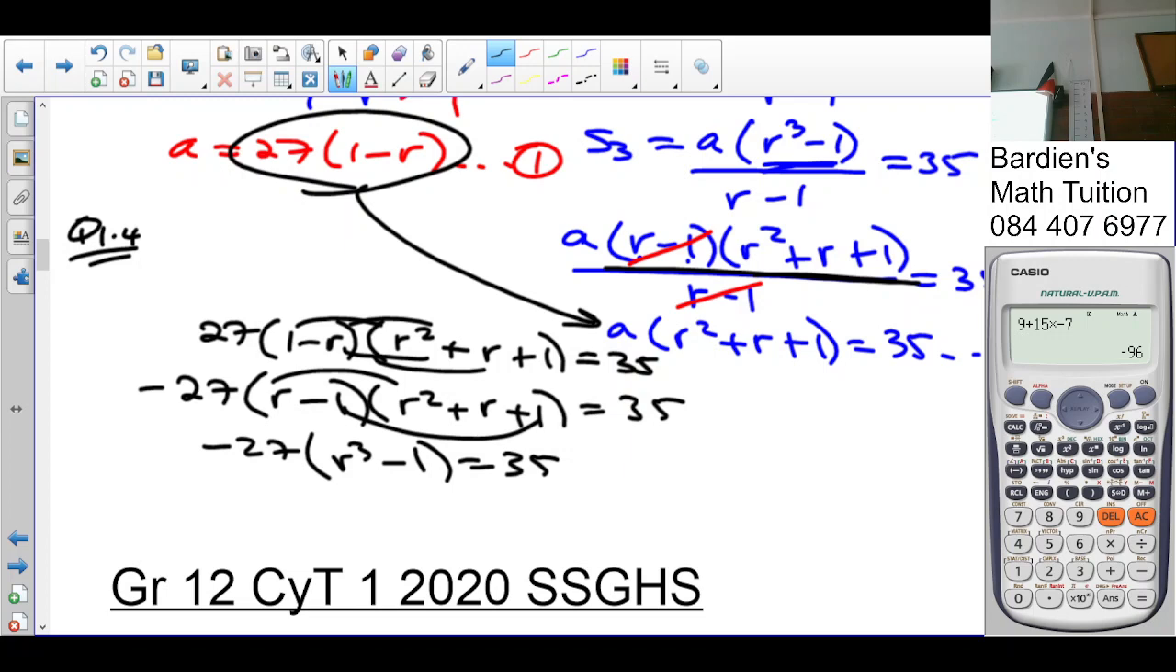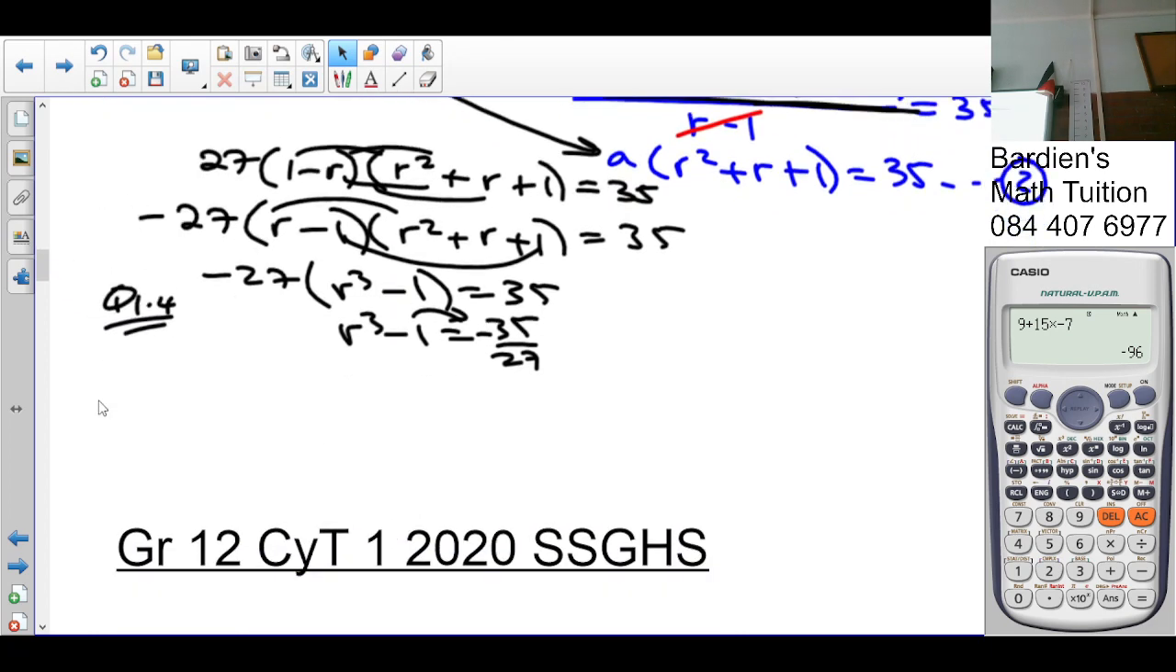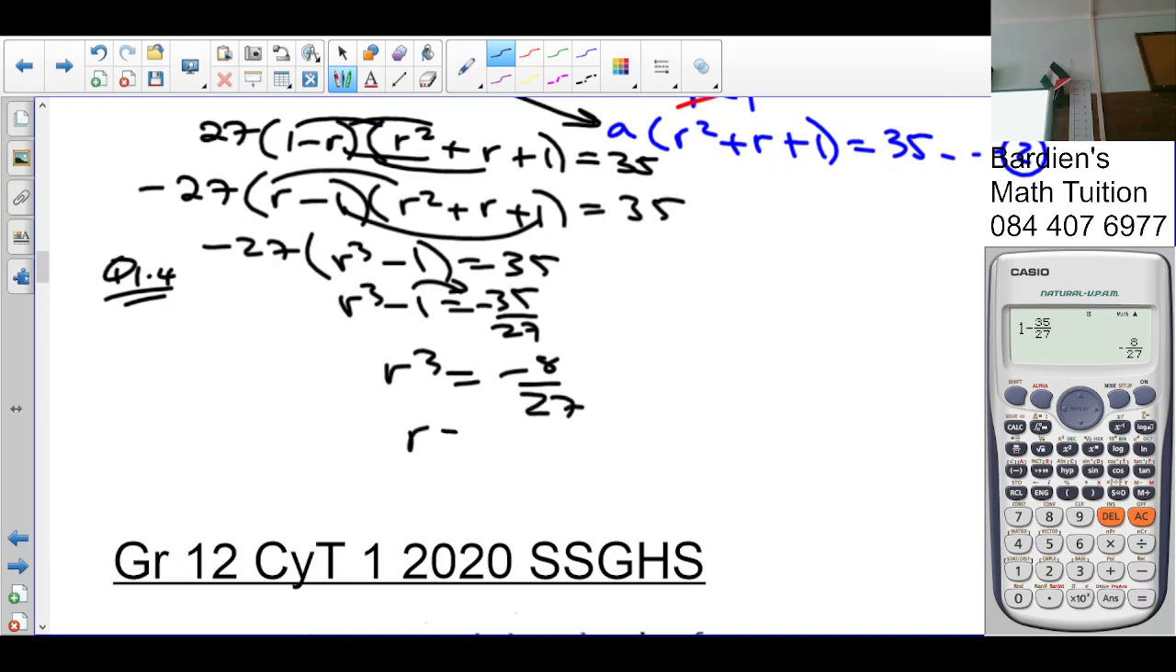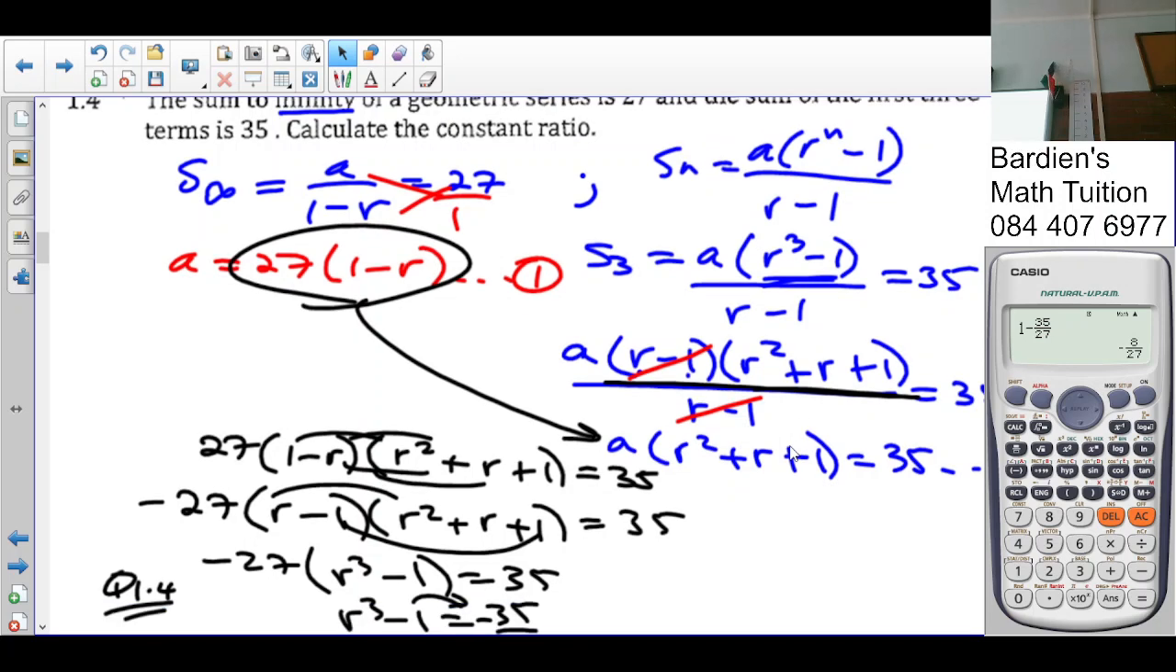So I divide both sides by negative 27, so r cubed minus 1 is equal to 35 over 27, in the negative. You take 1 over, it becomes plus 1. So I'll have 1 minus 35 over 27, which gives you negative 8 over 27. So r cubed is negative 8 over 27. The cube root thereof is negative 2 over 3. Okay, that's a very good sum. I think it was like 5 marks or something. Yeah, 5 marks. Was that correct? Right.